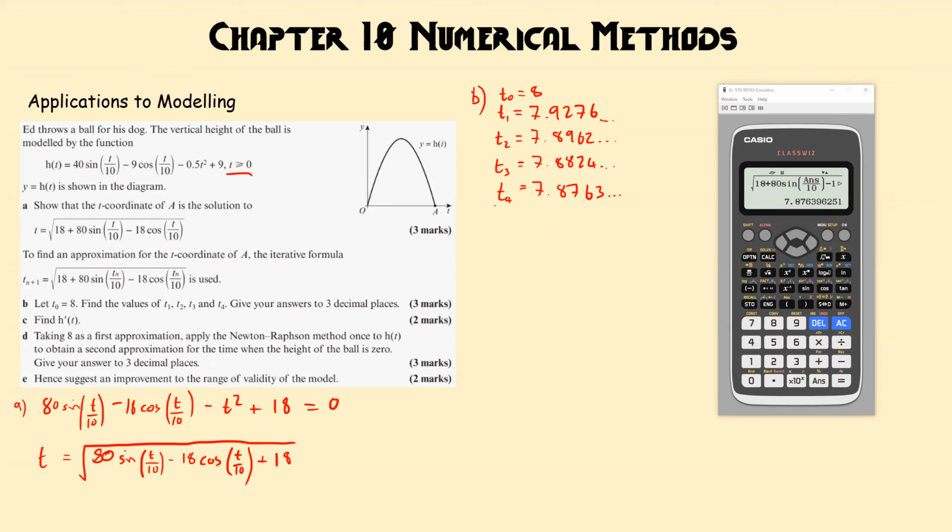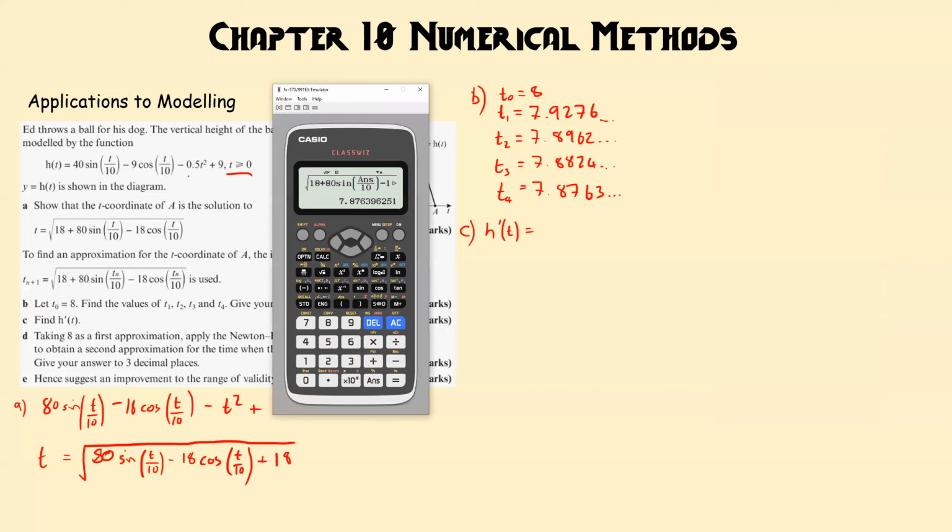Part C is find h dash. So you're actually going to have to differentiate that. Which is a bit of a pain. There's no cheating that. You can't just stick it in your calculator. They're pretty much forcing you to do this. So we're basically going to differentiate this thing.